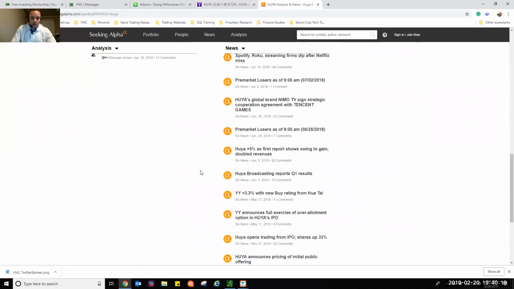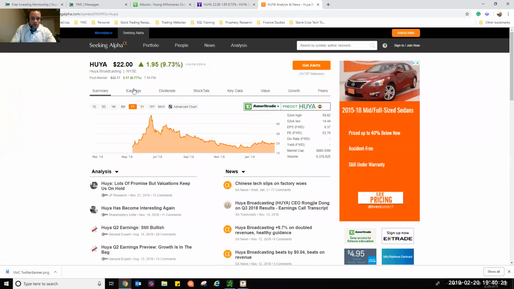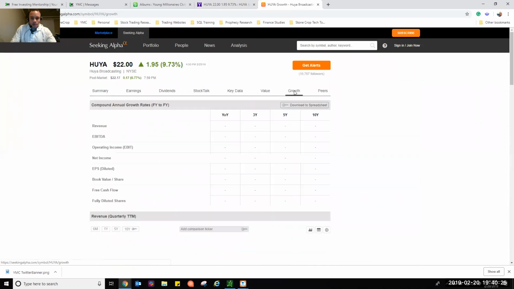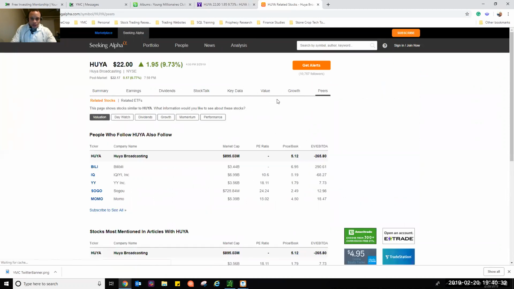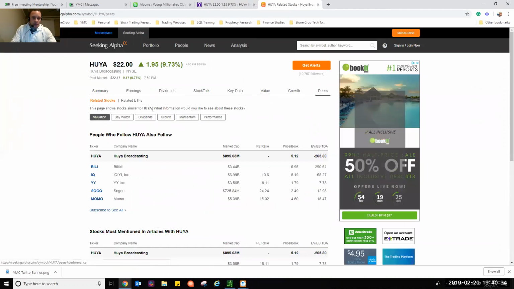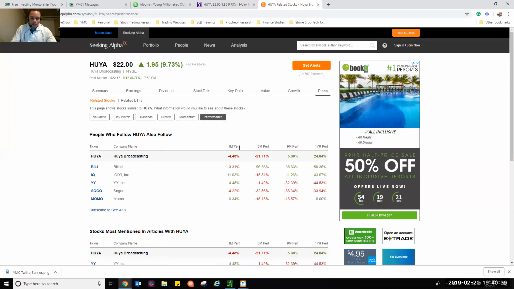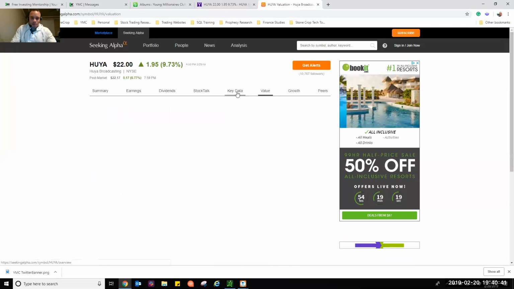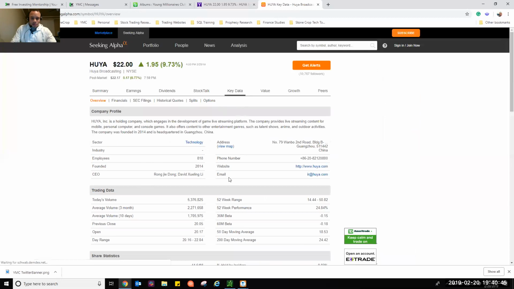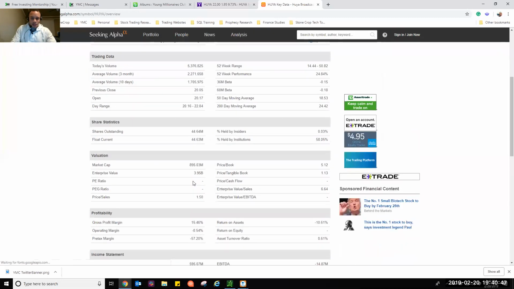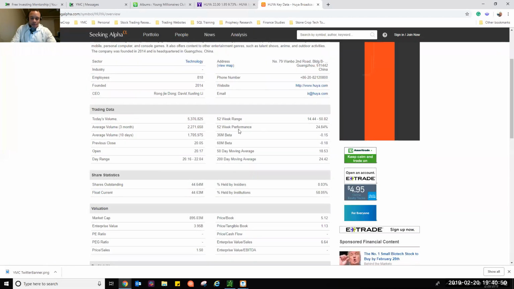This is looking for SEC filings. They change this stuff up every year. So you can look at the evaluation of the company, performance metrics. So it gives you the whole scope of the company.